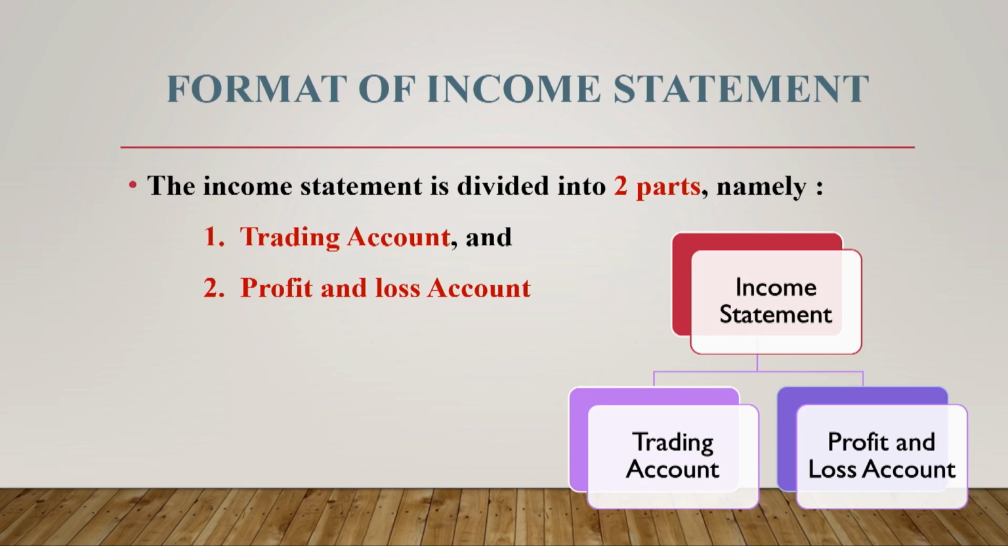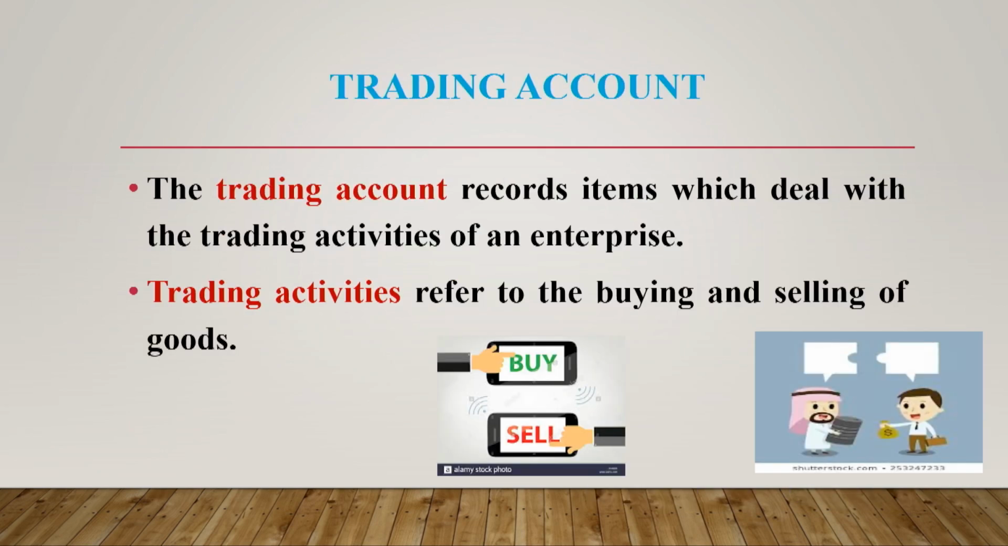Let's now move on to the format of an income statement. The income statement is divided into two parts, namely, number 1, trading account, and number 2, profit and loss account. Trading account. The trading account records items which deal with the trading activities of an enterprise. Trading activities refer to the buying and selling of goods.